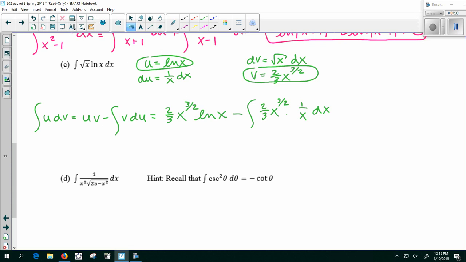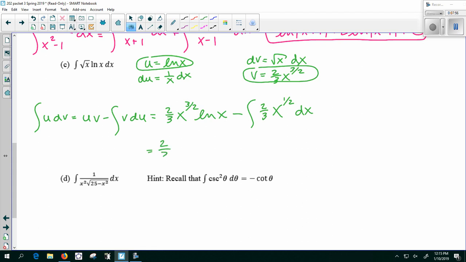I'm going to simplify that integrand a little bit. So this is an x in the denominator, this is x to the 3/2 in the numerator. I'm going to subtract the exponents to get x to the 1/2. So this is 2/3 x to the 1/2 dx. Okay, so then in my next step, I just have to do this last integral and I'll be done.